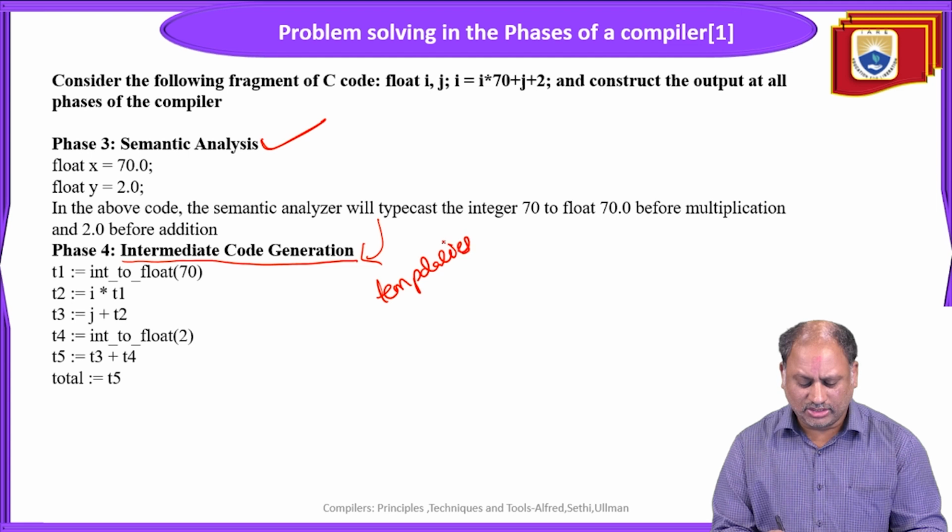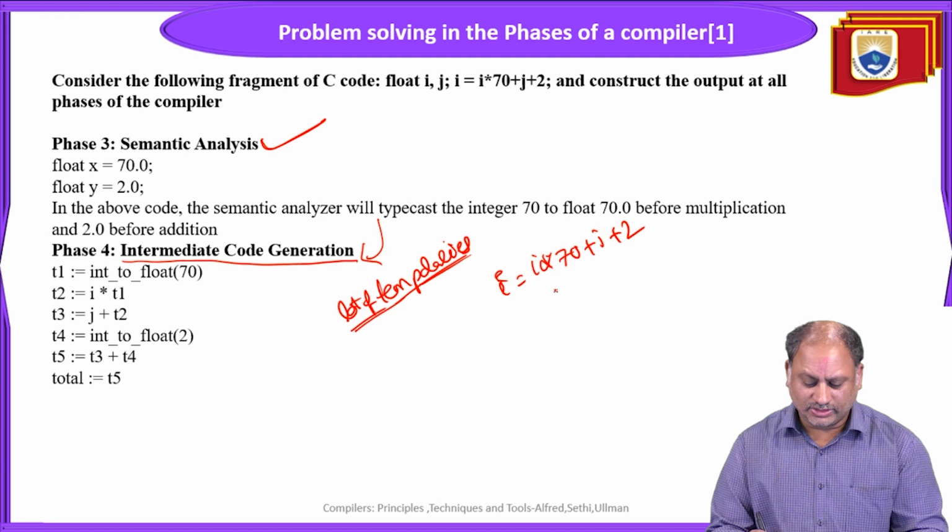We are going to use a lot of temporaries, the required number of temporaries as per the source program instruction. So we know that it is I star 70 plus J plus 2. Initially we are going to perform this operation with a temporary, say T1 equal to I star 70. That means the 70 is first to be evaluated with integer to float representation, and then it is to be multiplied with I.